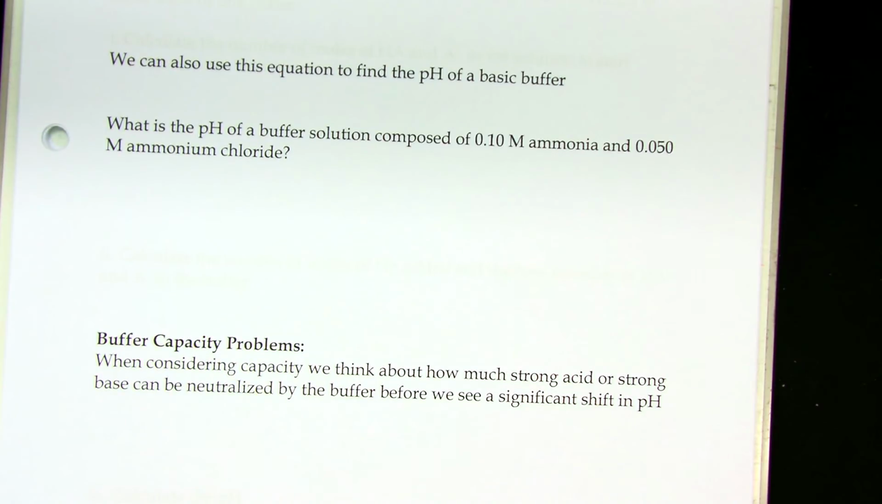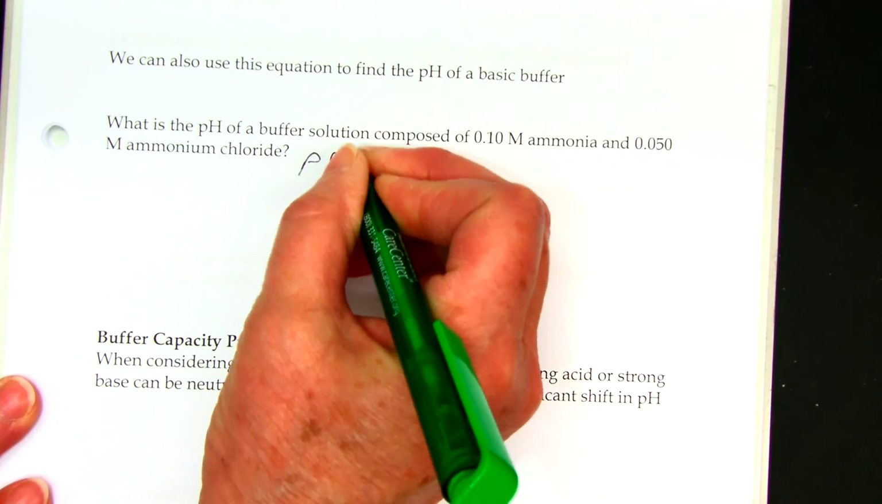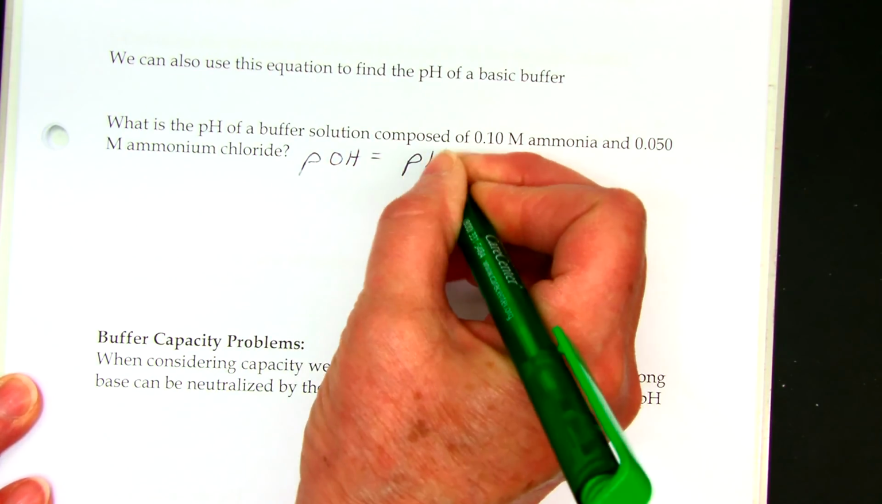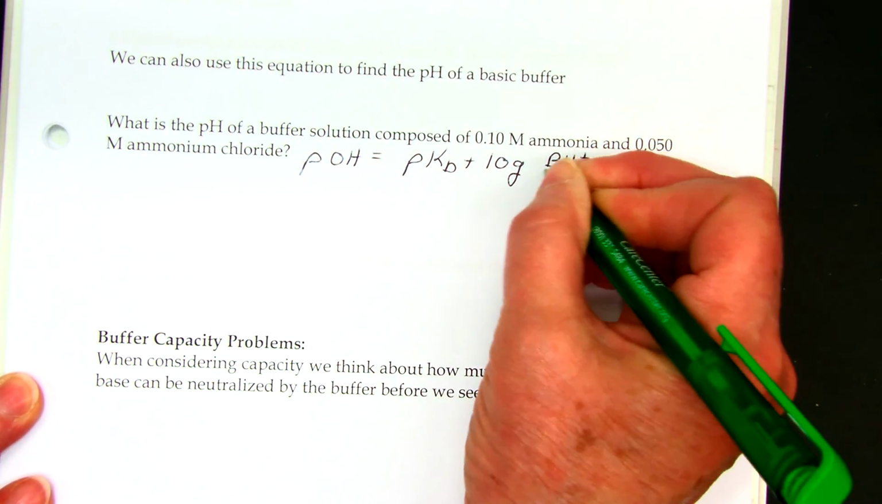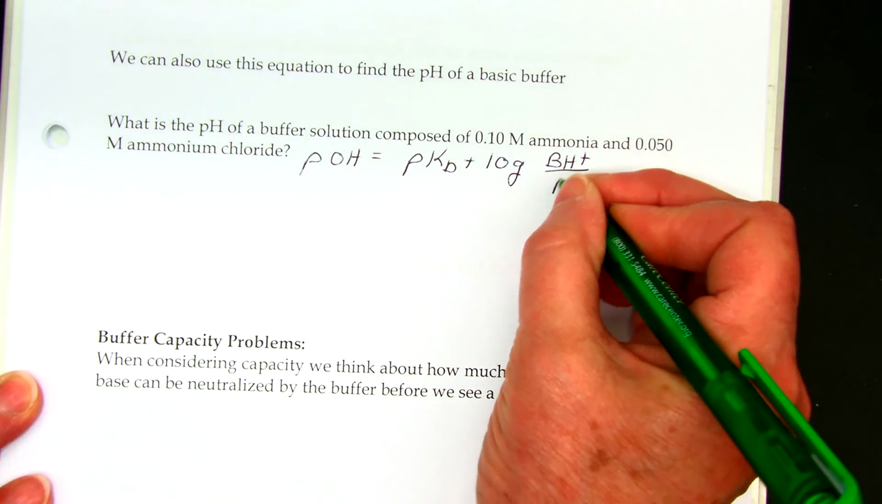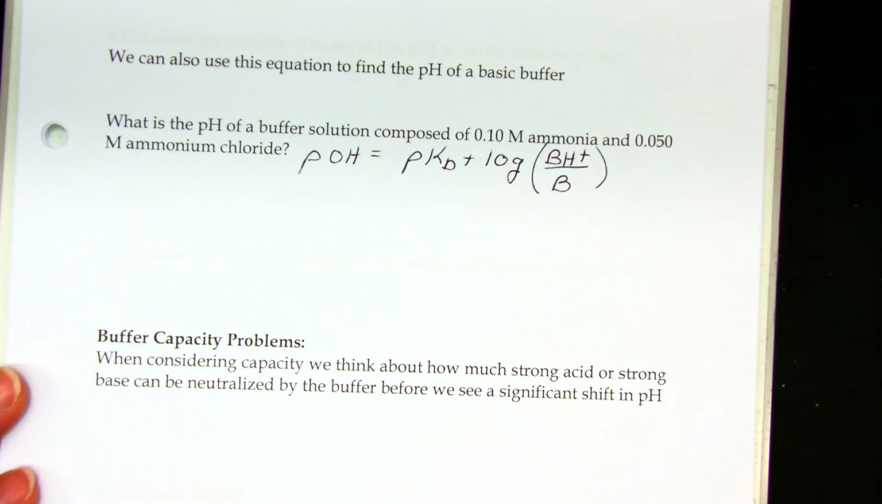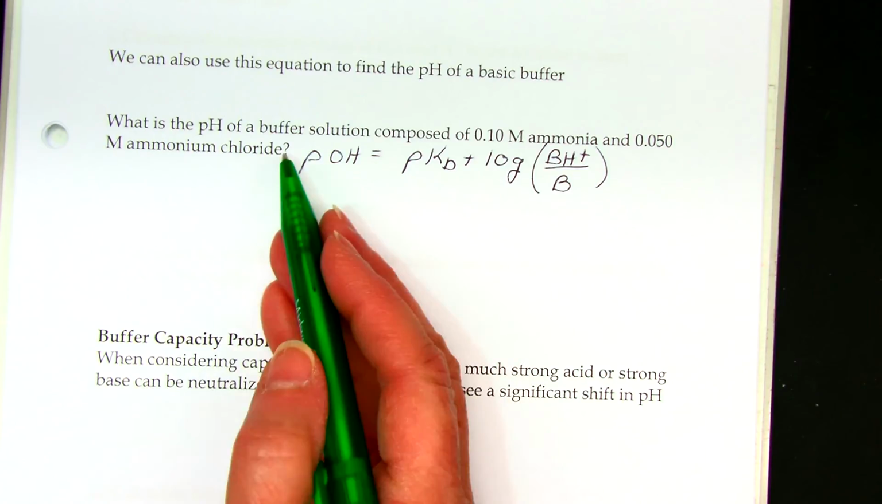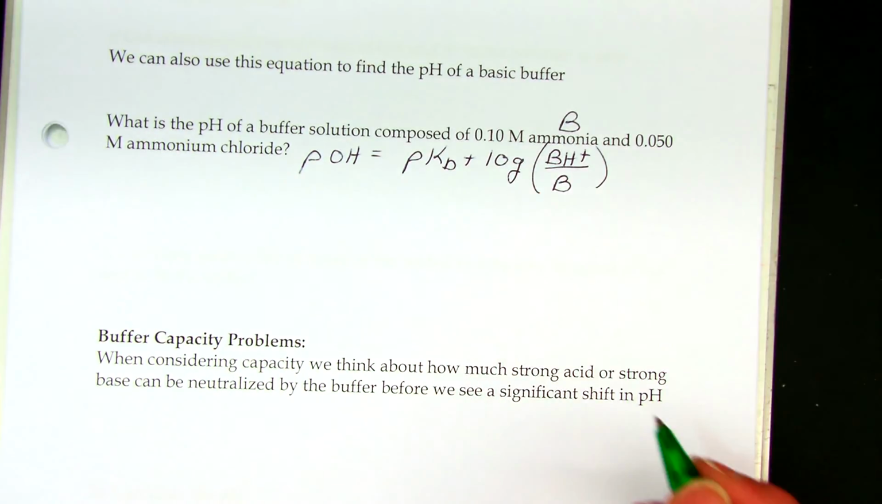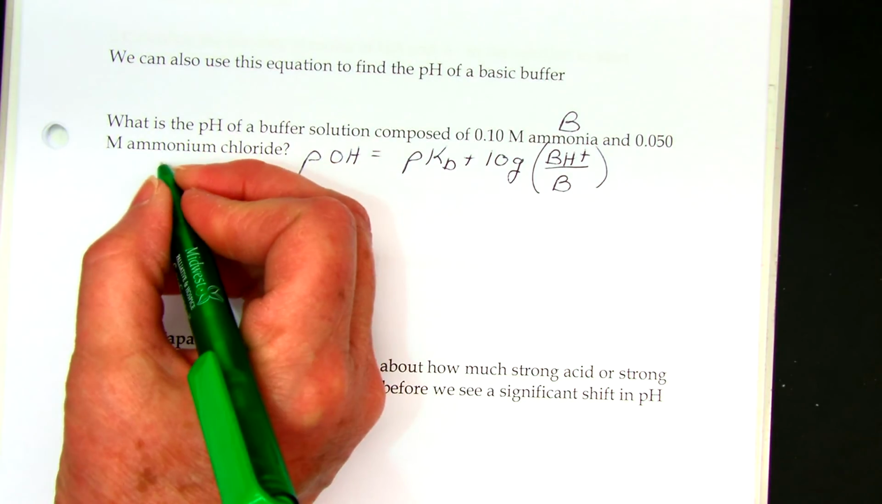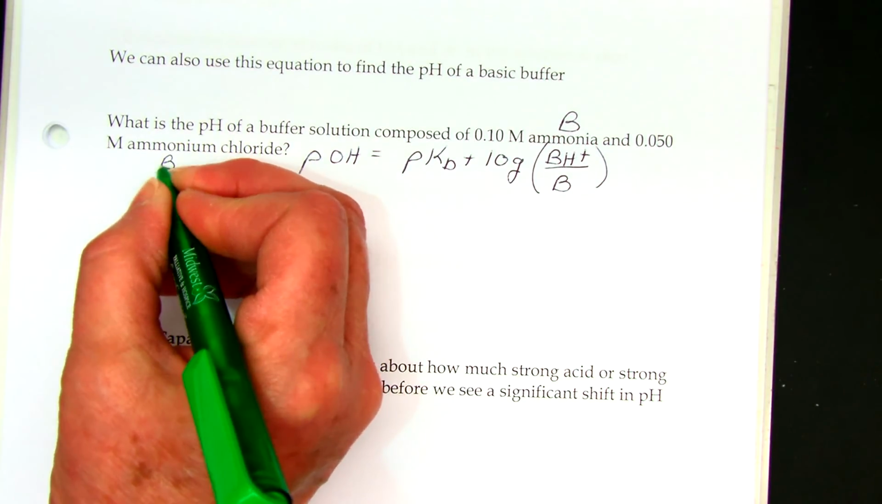All right, so we can also use this to find the pH of a buffer solution that is a basic buffer. We can do this the same way we did before. We know that pOH is equal to pKb plus the log of our salt, the BH plus, well, it's actually our conjugate acid of the weak base, over B concentration. So now we can plug in the numbers. What's the pH of a buffer if we have 0.1 molar ammonia, that's our base, and 0.05 molar ammonium chloride? That's our protonated base, or our BH plus.